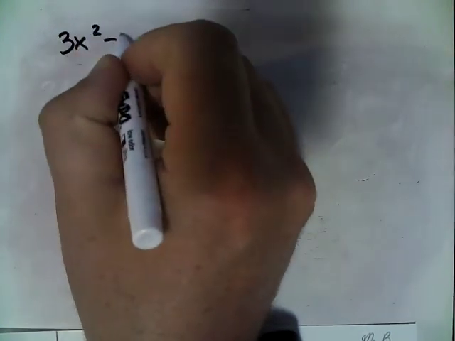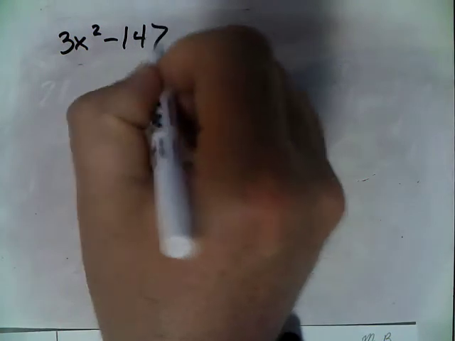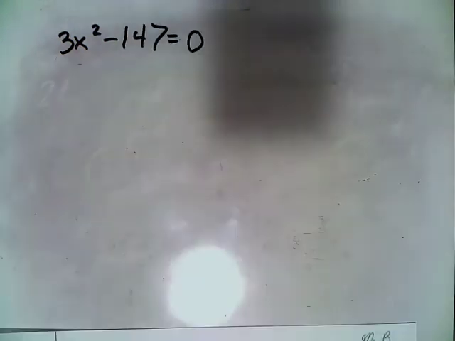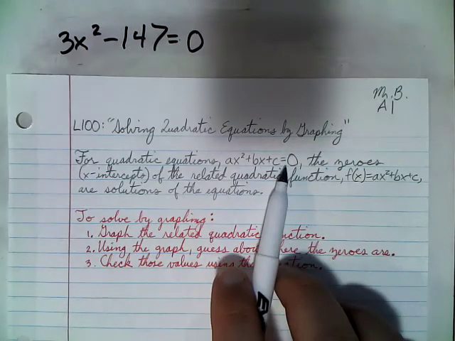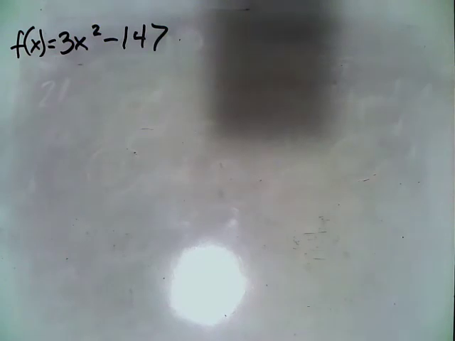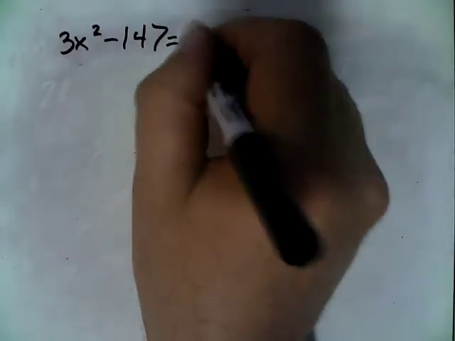So my first equation is 3x squared minus 147 equals 0. So first and foremost, remember that we need it to be set equal to 0 to be in standard form, so that's good. And then basically, the related function gets rid of the 0 and puts f of x in. Now I'm going to show you a little trick here, which can make our lives easier. We just need something set equal to 0.